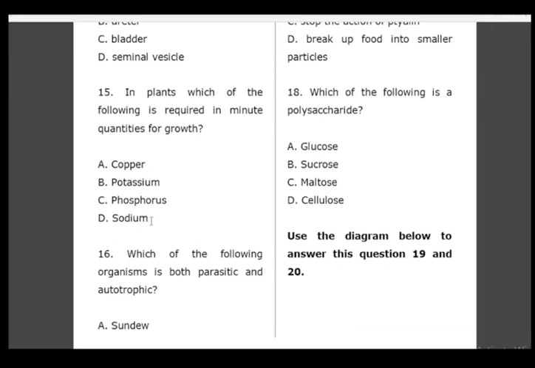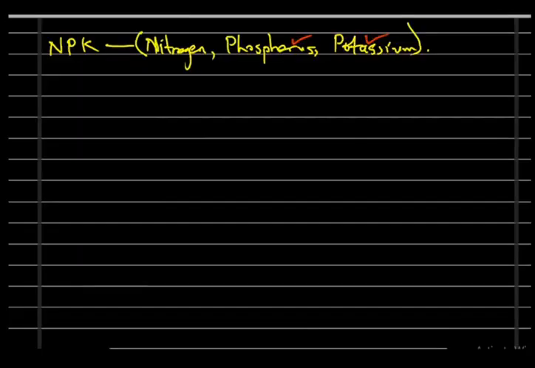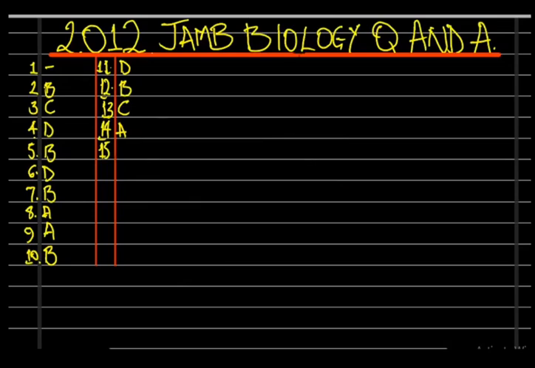Sodium is also a material that is required by the plant in large quantity, because absence of sodium in the plant causes discoloration of the leaves, which results in stunted growth. So the answer to this question here is copper. Copper is required by plants in minute quantities. That is our answer to that question, option A. That's the answer to question 15.